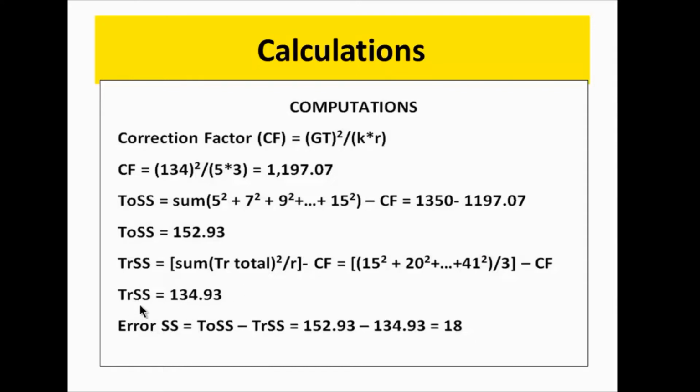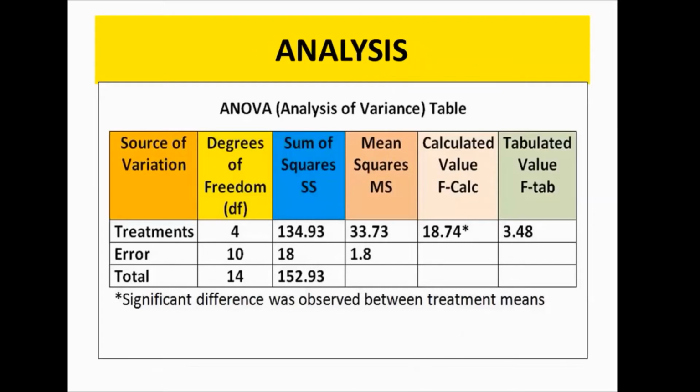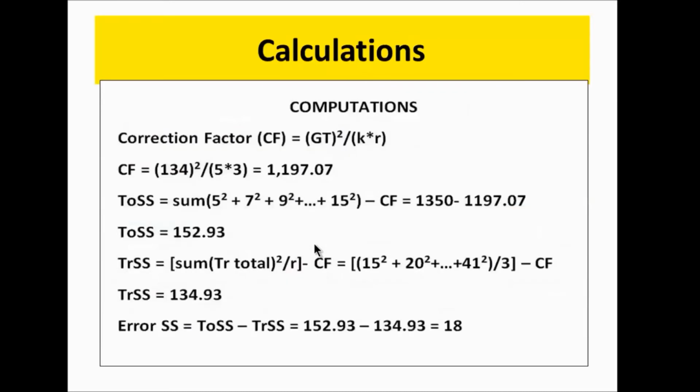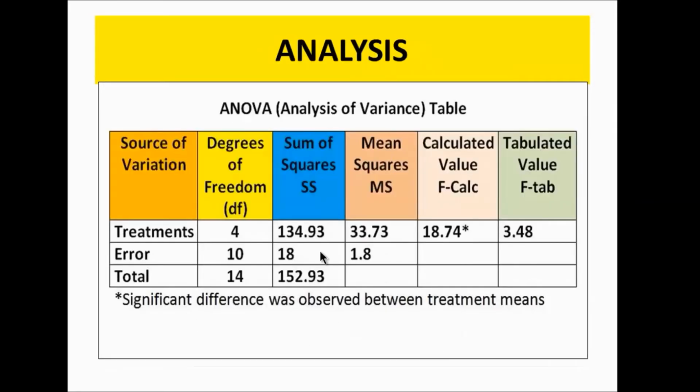So we have total SS, treatment SS, and error SS. So you'll have here the sum of squares for the treatment, 134.93. And the error SS is 18. If you take the total, you'll have 152.93. All right.